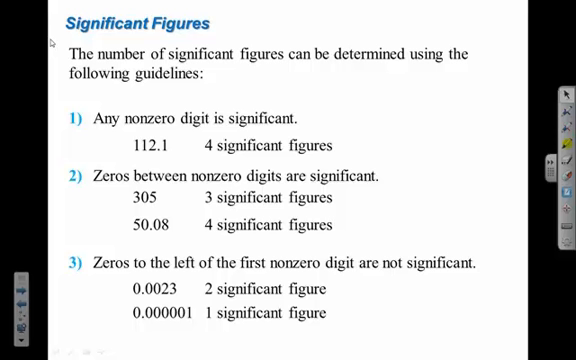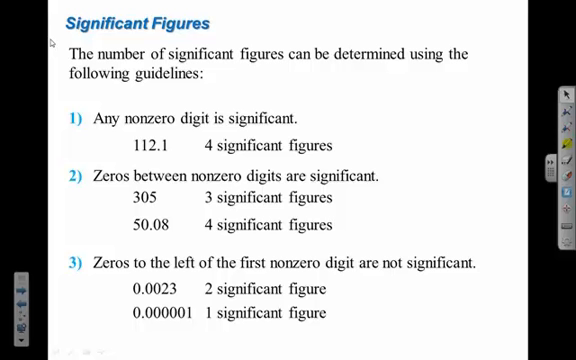If there's a 0 present and it comes between non-zero digits, then the 0 is significant. It wouldn't be there if it wasn't known to be a 0. So this has 3 including the 0, this has 4 including the 2 zeros. And so the first 2 rules are pretty straightforward. Again, these rules are based on the idea of communicating which numbers I actually have information about and which numbers I don't.